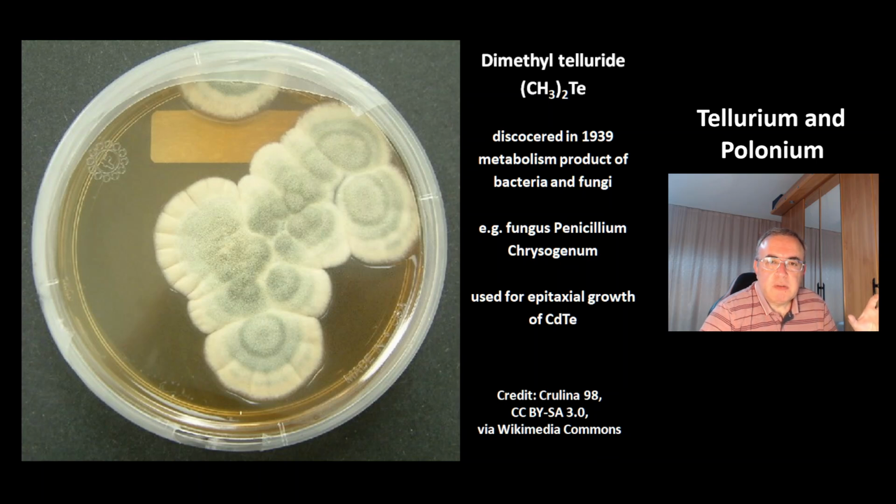This is another compound, an organic compound, dimethyl telluride, (CH3)2Te. It was discovered in 1939 as a metabolism product of bacteria and fungi, for example, the fungus Penicillium notatum. And this compound can be used for epitaxial growth of cadmium telluride. Epitaxial growth means making a thin layer of cadmium telluride on a given surface.